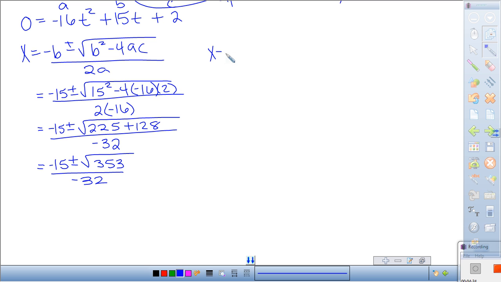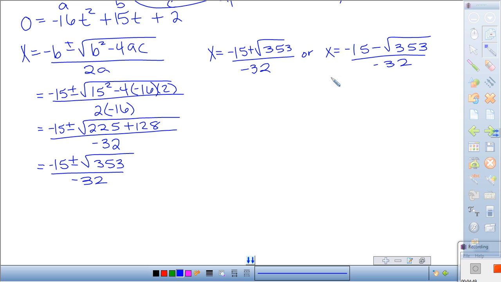X is negative 15 plus the square root of 353 divided by negative 32, or x equals negative 15 minus the square root of 353 divided by negative 32. Now, I know that it gets kind of confusing, so again, just remember that you can put all this in your calculator, and that way you'll get an exact answer, but I'll go ahead and round it this time to show you every step I'm doing.